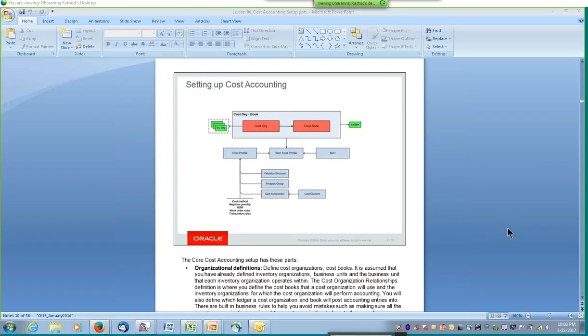Default means delayed, is it right? You can create your own reference data set, or you can use the seeded one, which is common and enterprise.